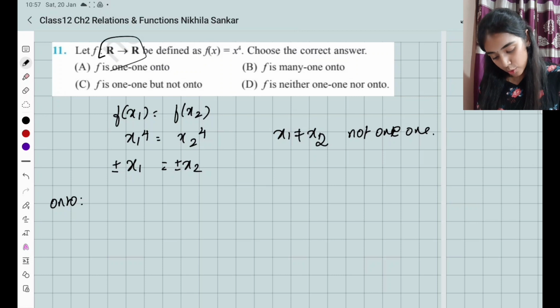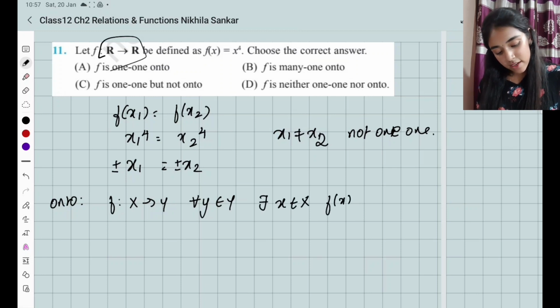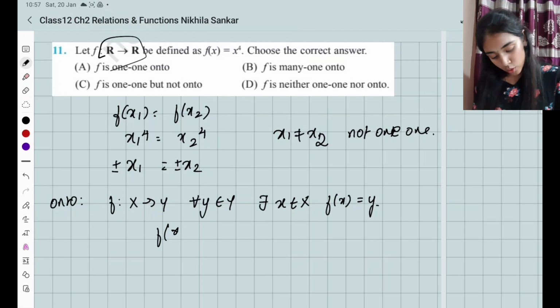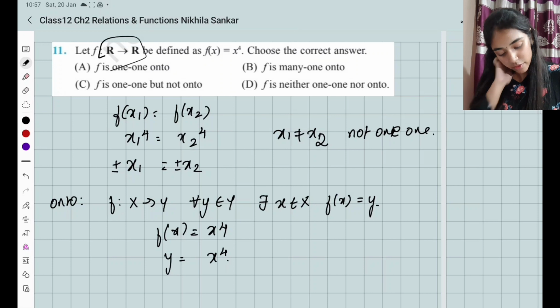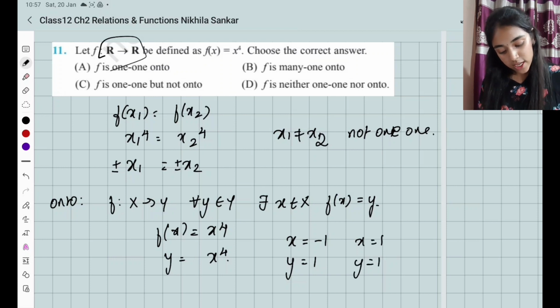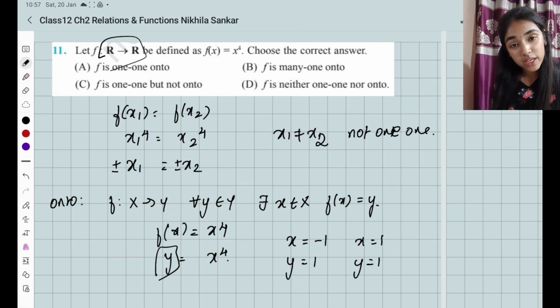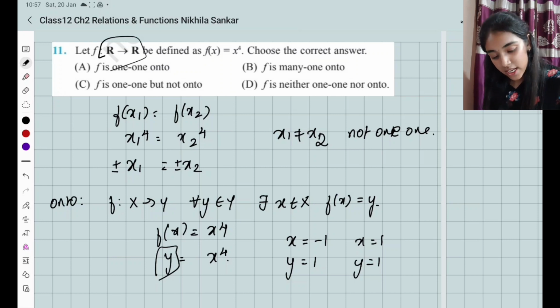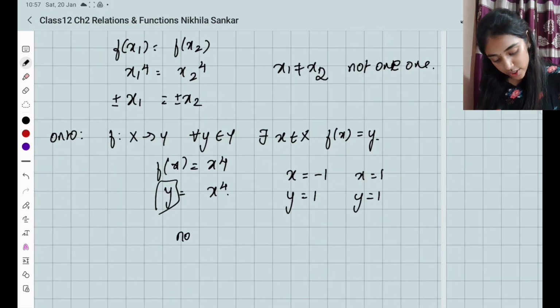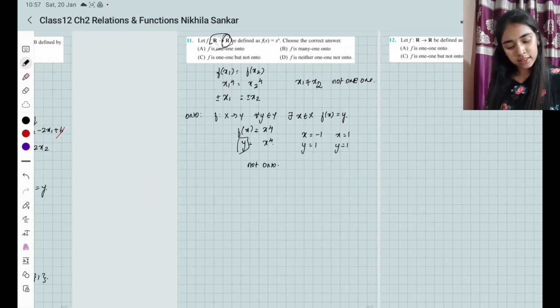Now what are we going to see for onto? You have a function from X to Y. So, for every y belongs to Y, there exists x belongs to capital X, for which f of x is equal to y. Now what do we do? f of x equals x power 4. So you have y equals x power 4. So even if you take x value to be minus 1, you have y equals 1. Even if you take x value 1, you have y equals 1, which means the value of y is always going to be a positive value. It can never be negative. Correct? So if it cannot be negative, it is not mapping all the elements that are in the output. So this is not onto. Understood? Please copy.